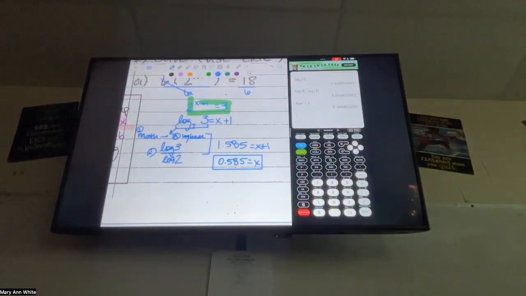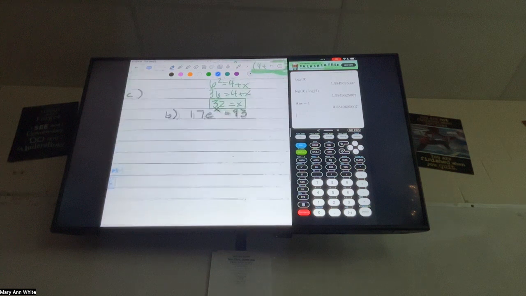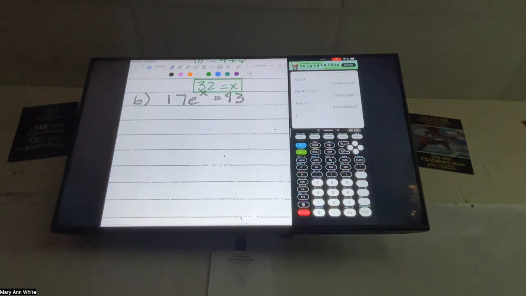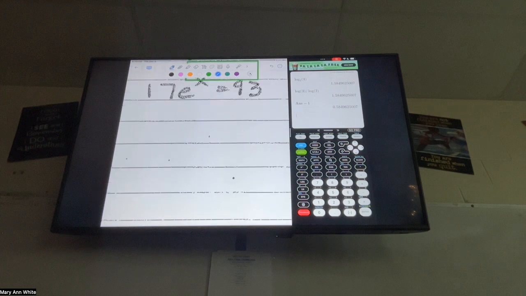All right, next one, same idea over here. We've got to get the number that's being raised to the exponent by itself. So what do I need to do first? Divide by 17, good. e to the x equals 93 divided by 17, which is 5.4706.